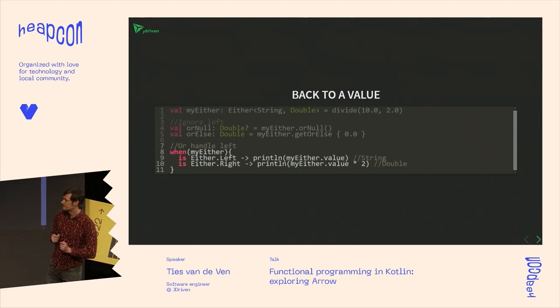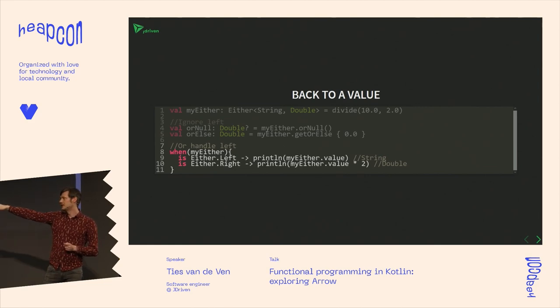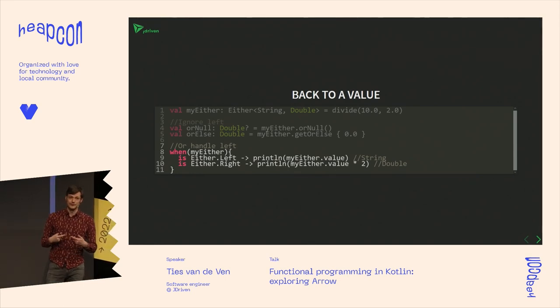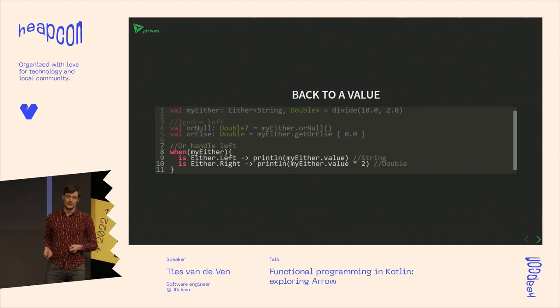The power comes with pattern matching. The when statement is basically Kotlin's switch statement. So we pattern match over the either, and the is is Kotlin's instance of check. So we do an instance of check if the either is an instance of left. Kotlin automatically casts my either to that type. So my either.value there is of type string. Otherwise, if it's an instance of either.right, it automatically gets cast to an instance of either.right. So my either.value here is of type double. So we can do times two on it. There are some other ways to get back to a value, but these are just the main ways and all have the same underlying principle.